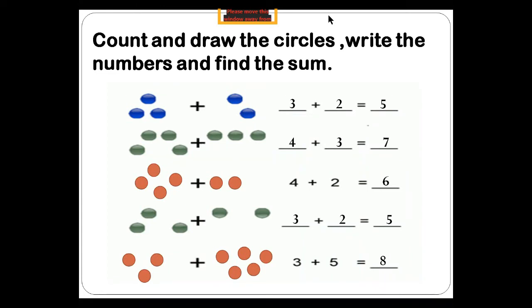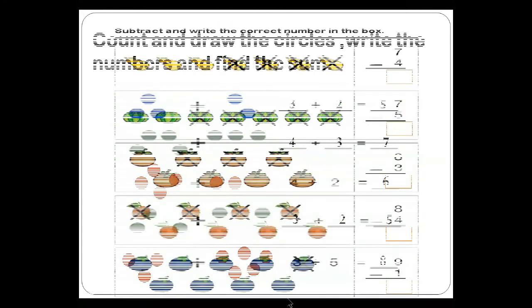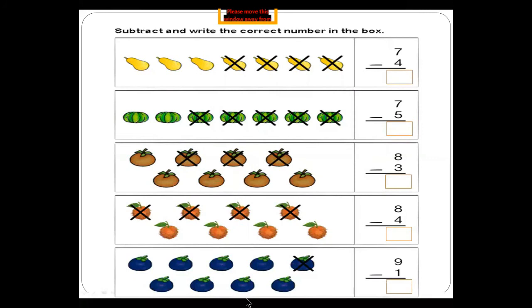Now the next one, subtract and write the correct number in the box. We have to subtract the numbers. I have shared these slides before in the topic subtraction. Okay, so the figures which are cancelled, we will drop them and we will just count the remaining ones and put the answer. How many are remaining here? 1, 2, 3. So 7 minus 4 equal to 3.